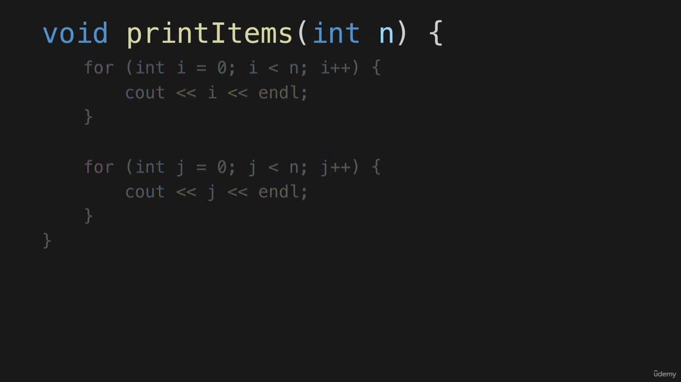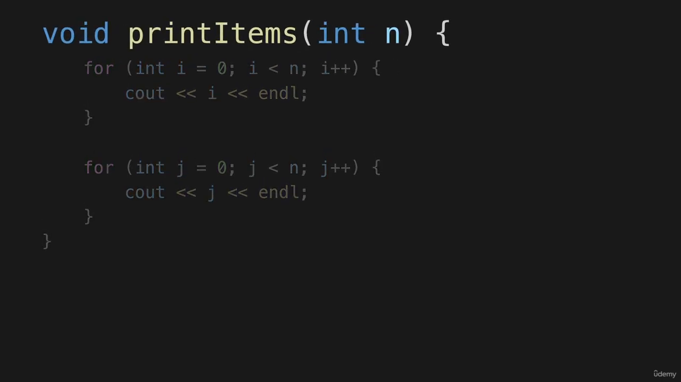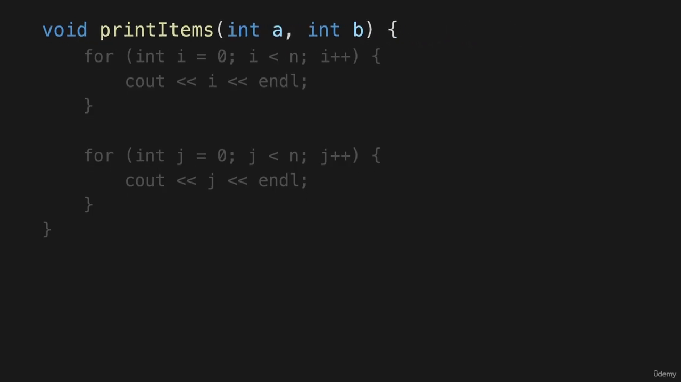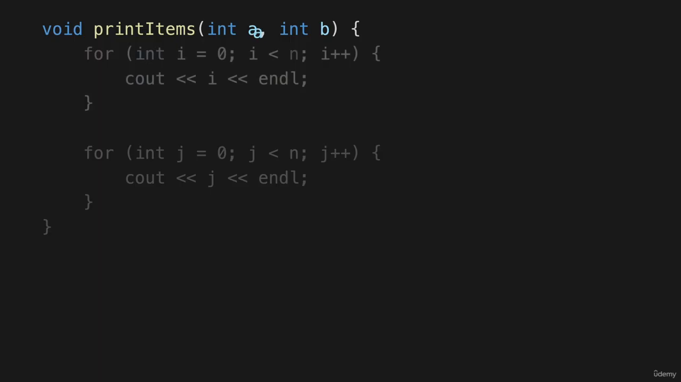Instead of just passing this one variable in, I'm going to pass it two variables that I call A and B. And then we'll have the first for loop run A times, and the second for loop will run B times. So the difference here being that we have two different terms, A and B, that we're working with.